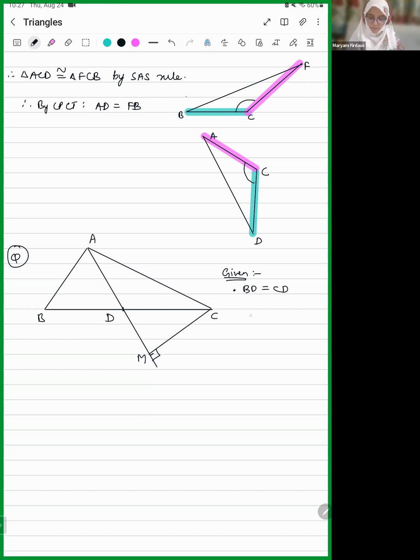CM is perpendicular to DM. So this angle is 90. And BL, this is L. BL is perpendicular to AD. To show that BL is equal to CM. This is very easy.